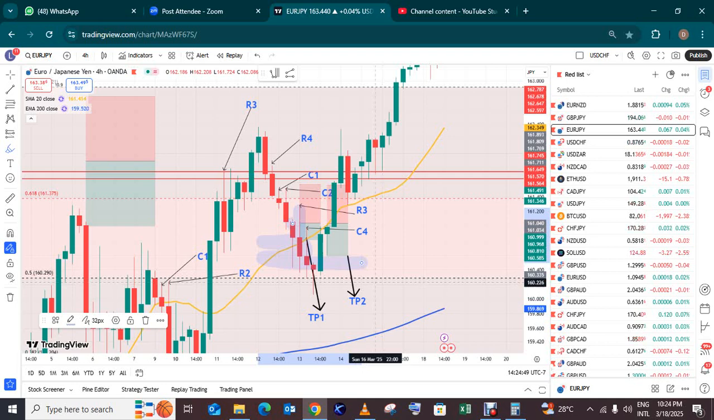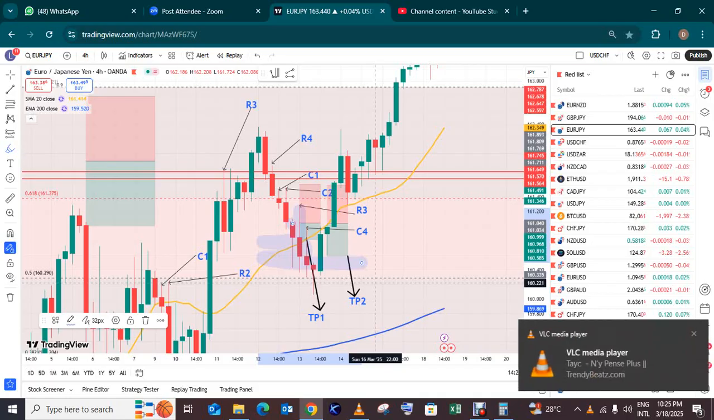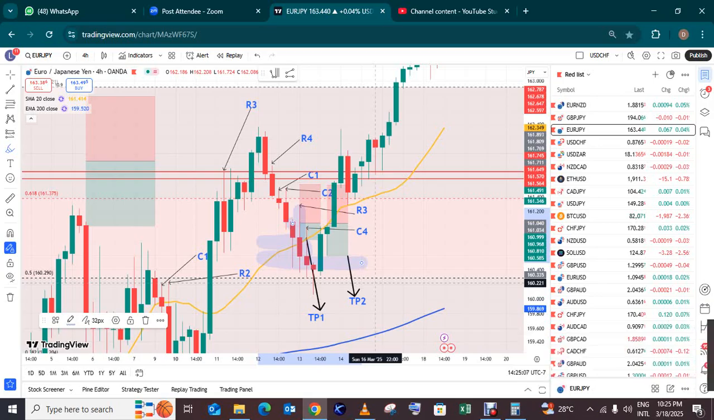Now I'm going to go to the GJ, that's the GBPJPY, to explain the PSL, because right here we saw a very clean move downwards. After the C2 candlestick formation finished, we saw the market going to where we wanted to go, hitting our TP1 and TP2.